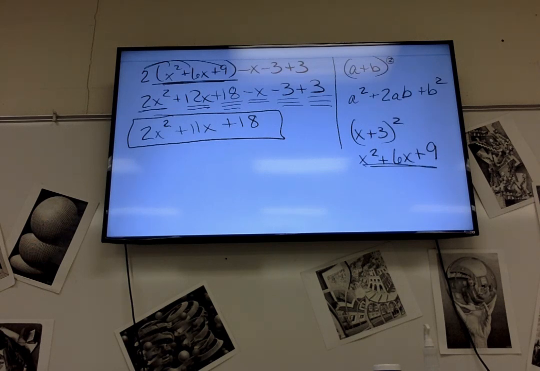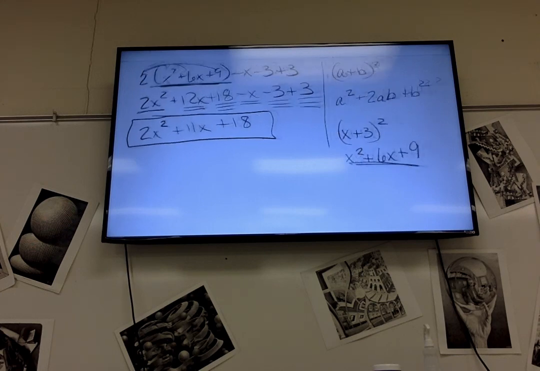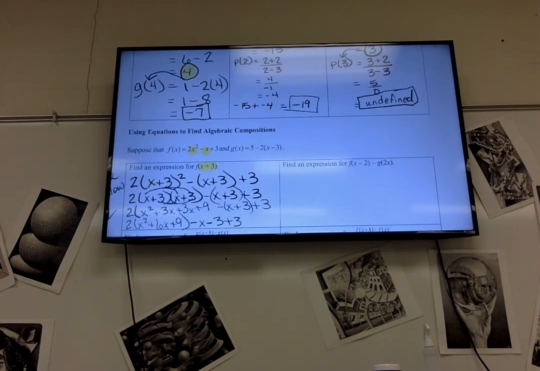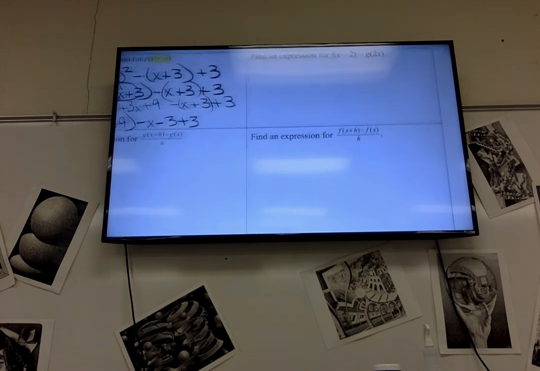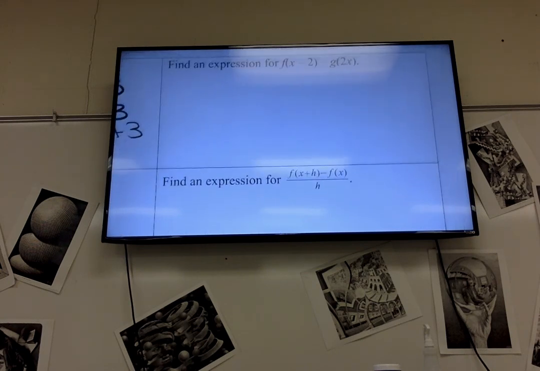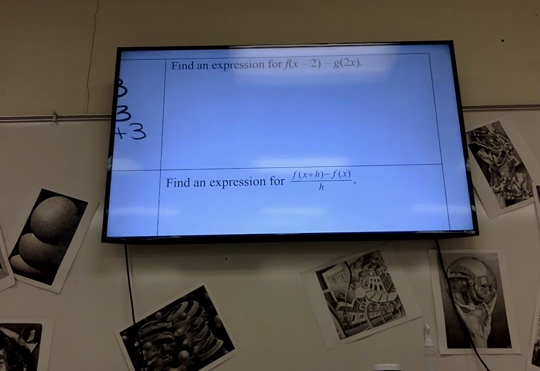This is where it gets a little dicey, these kinds of problems. Okay, so let's look at the next one. There's 2 of them there. So we'll start with f of x minus 2. So that means we're going to replace the x, everywhere we see an x, with x minus 2.